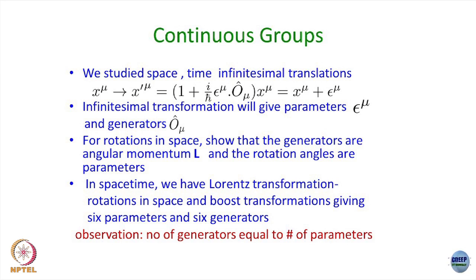And then I tried to explain what happens in space time. In space time, you can have two inertial frames where one is moving with respect to the other with constant velocity, or you can have rotations of the frame itself. So, Lorentz transformation will involve rotations in space, and also the Boost transformation, which involves one space and one time. Am I right? Everybody is in sync with whatever I have been talking so far. Okay. So, there will be 6 parameters and 6 generators. Basically, whenever you have a transformation, you do see that the number of generators is equal to the number of parameters.